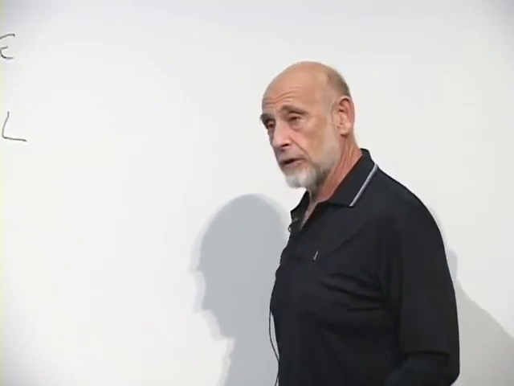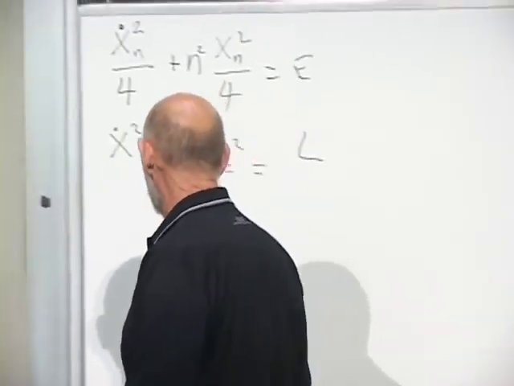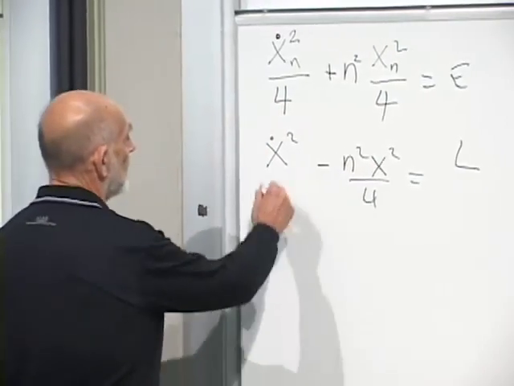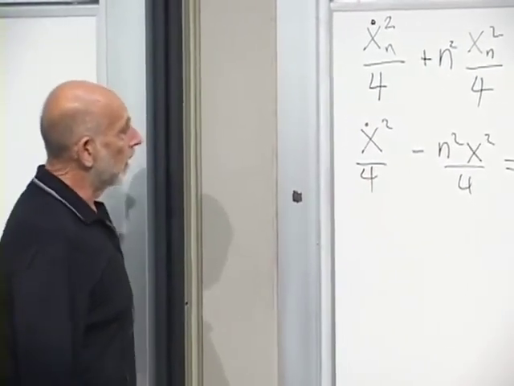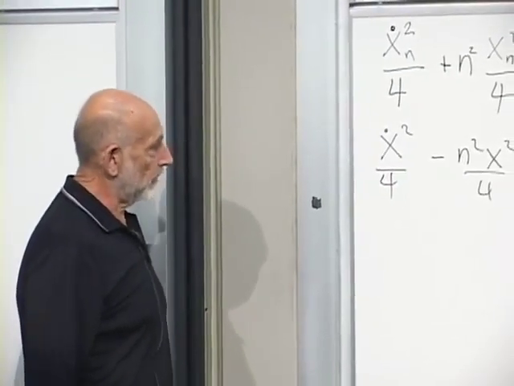We want to do quantum mechanics. The way to go to quantum mechanics is to first construct the Hamiltonian and then do some tricks with it. Let's first construct the Hamiltonian. I'll remind you, oops, this is over 4. Somebody should have corrected me. You all fail. X dot squared over 4.